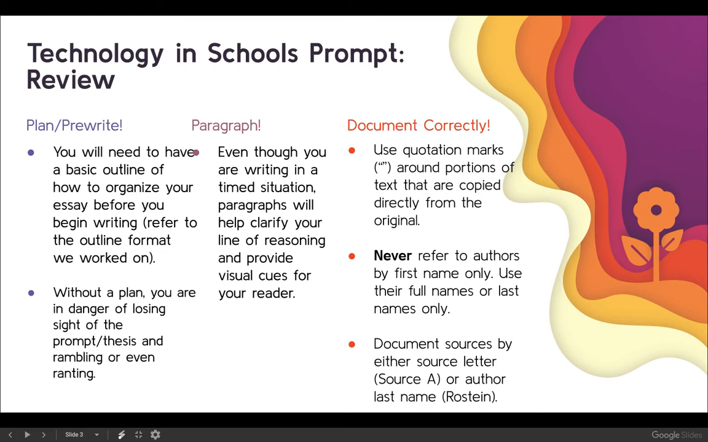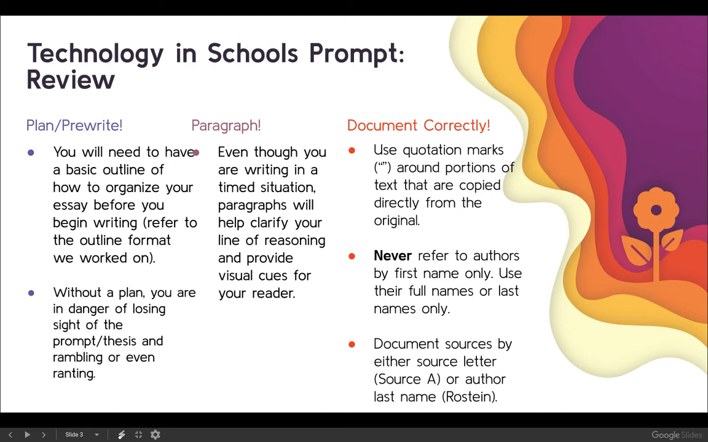Make sure you're documenting things correctly. Use quotation marks around the portions of the text that are copied directly from the original source. Never, ever, ever refer to the authors by first name. In almost all of your papers in Turnitin.com, I have marked this, and I have made it explicitly clear that you will not do that. That is inappropriate. It 100% shows immaturity in your writing style. Don't do that. It's absolutely disrespectful and inappropriate.